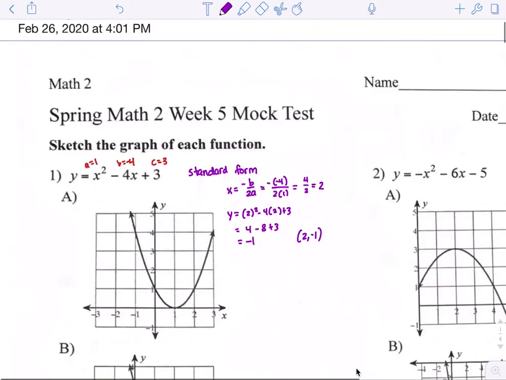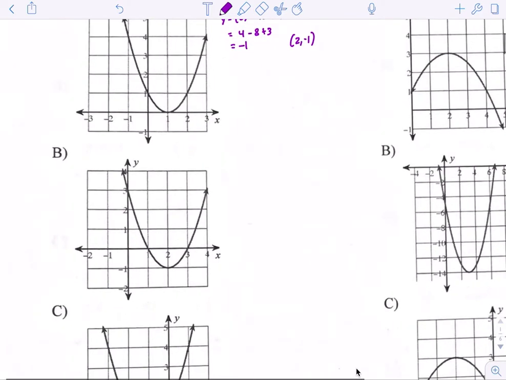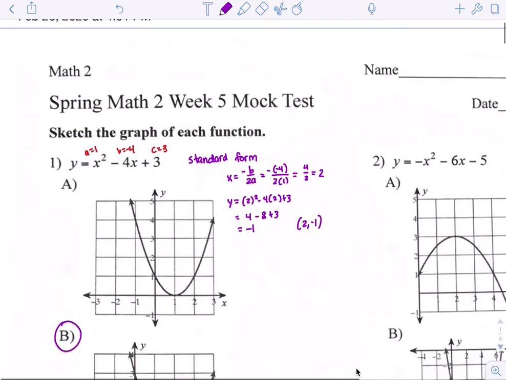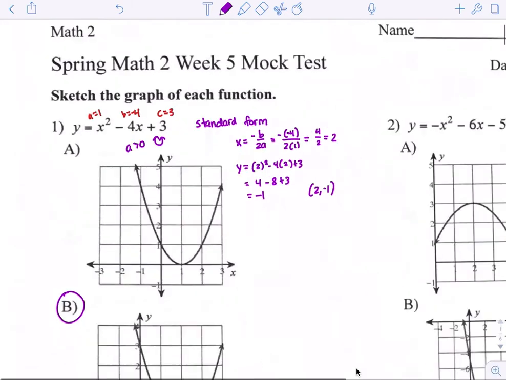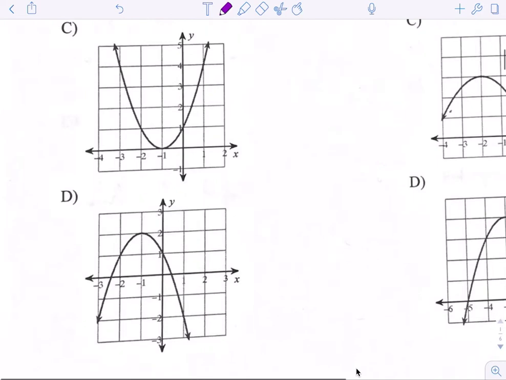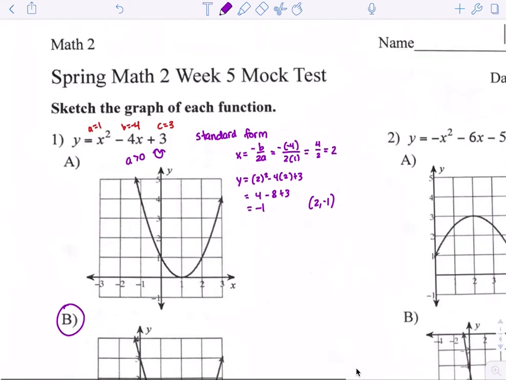So when you guys look at your options, the only one that has a graph at 2, negative 1 is this one. So as you guys can see, you can only just find the vertex to get what you want. Also, to notice that a is greater than 0, which means it's going to be a happy face, which means you can automatically eliminate a d.